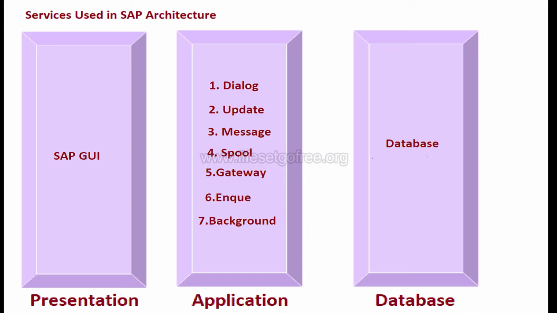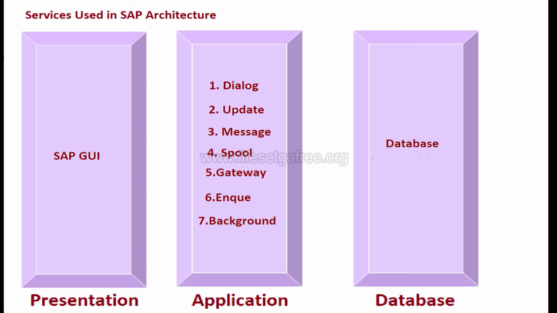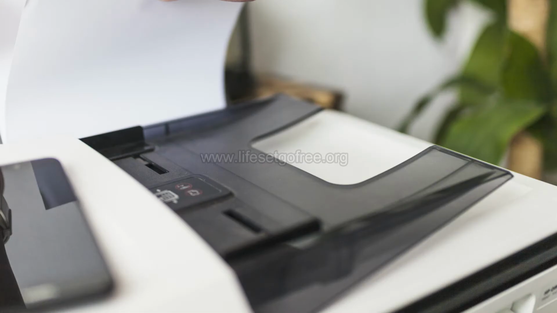So what is the update service? It is primary or secondary, and it is between the application and the database layer. What is the NQ? It is a lock mechanism. What is a spool? It is something that is generated online or during some background processing for printing.